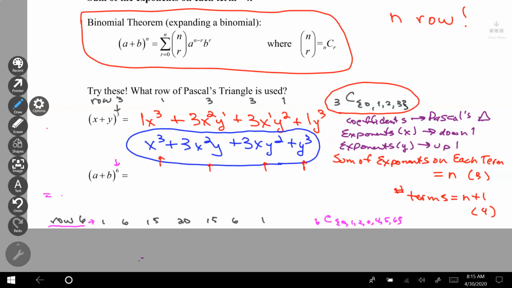1, a to the 6, plus 6. A to the 5th goes down by 1. B to the 1st goes up by 1. Plus 15. A to the 4th. B squared. Plus 20. A cubed. B cubed. Oh, I think I'm in the middle. Same exponent. Plus symmetry. 15. A squared. B to the 4th. Plus 6. A, B to the 5th. Plus 1. B to the 6th.